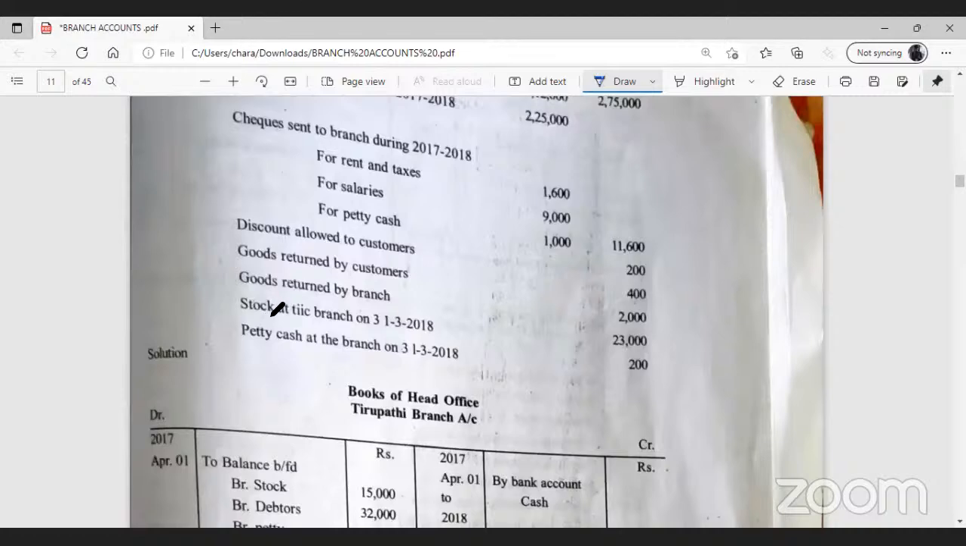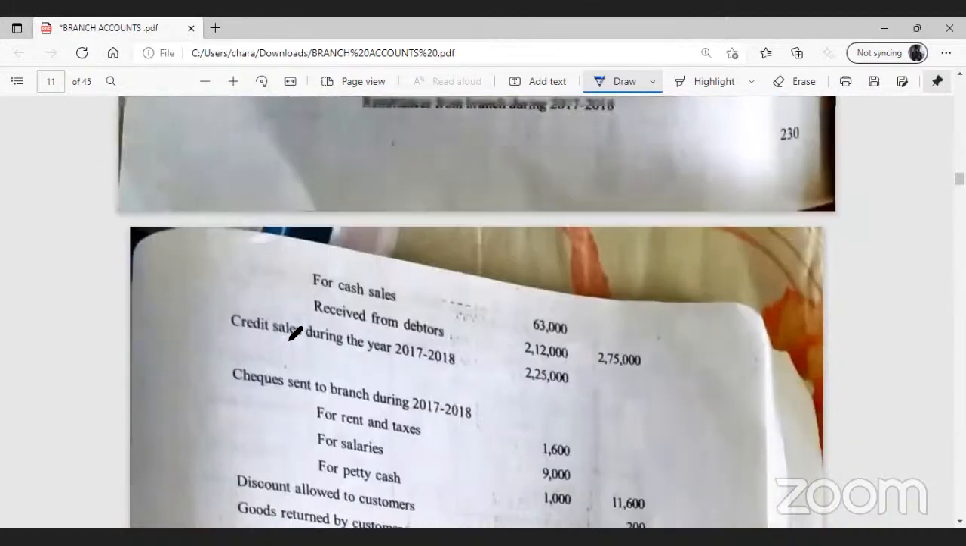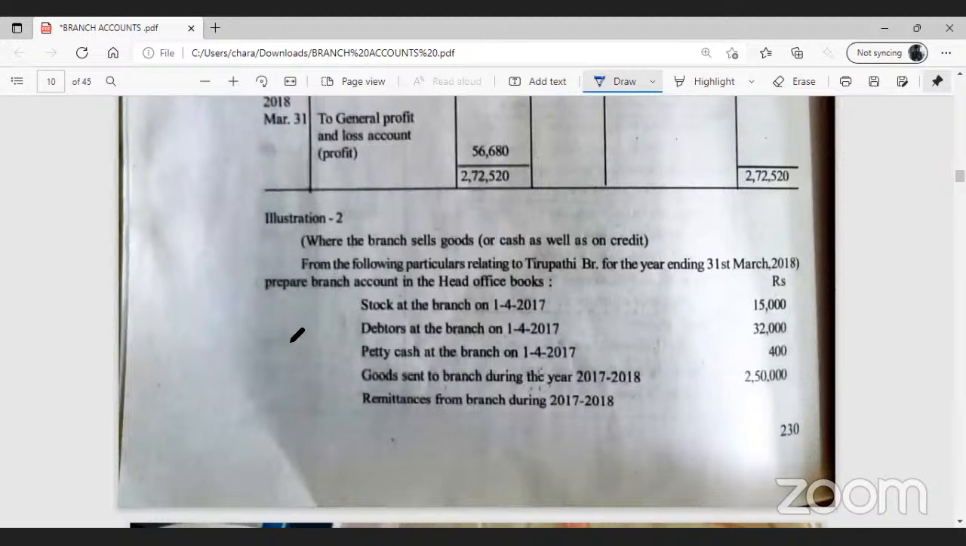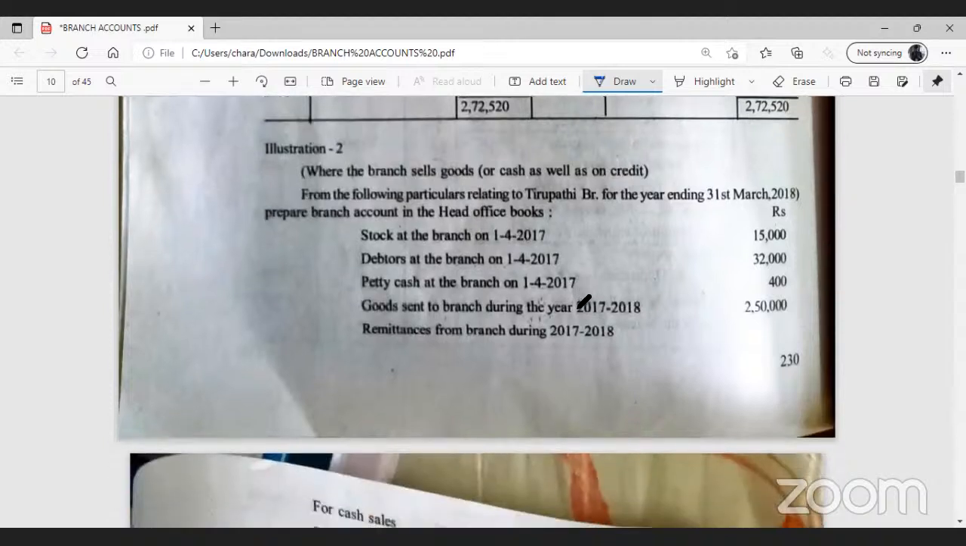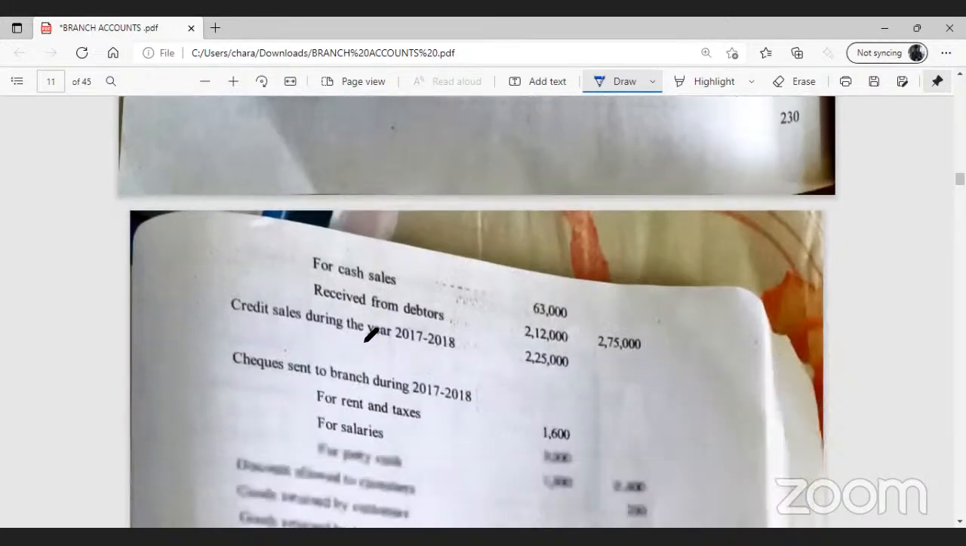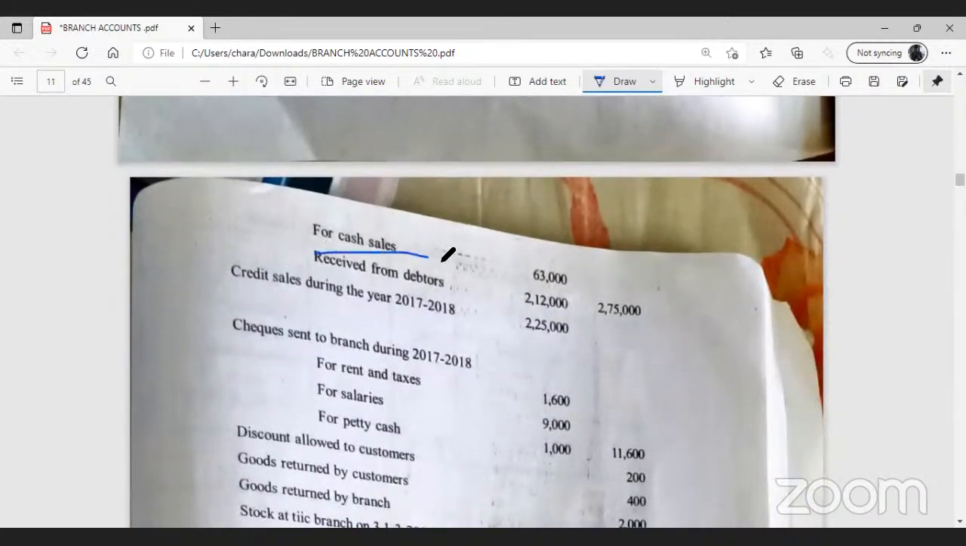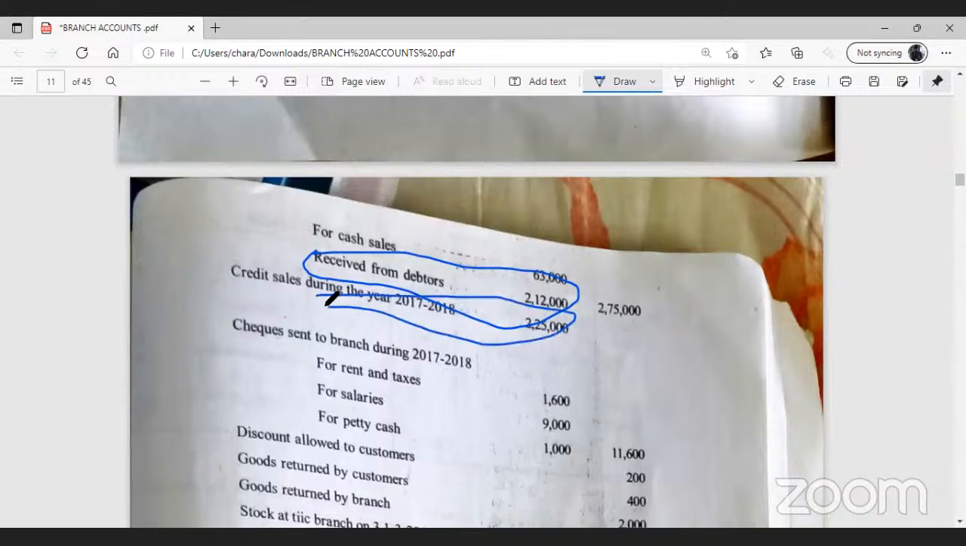Next, this is the other question. Second question, where the branch sells goods for cash as well as on credit. When both cash and credit sales are there, you need to open the debtors account if related to debtors. Full information is not given. Here in this question, debtors at the beginning of the year have been given, and the amount received from debtors has been given. And then credit sales are being given.